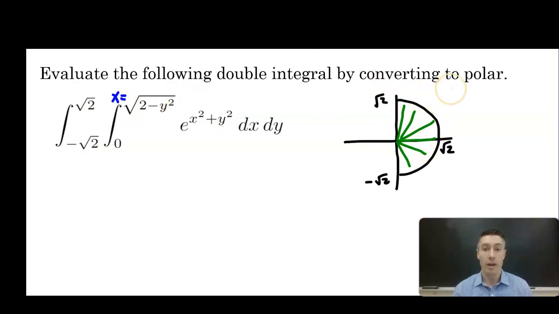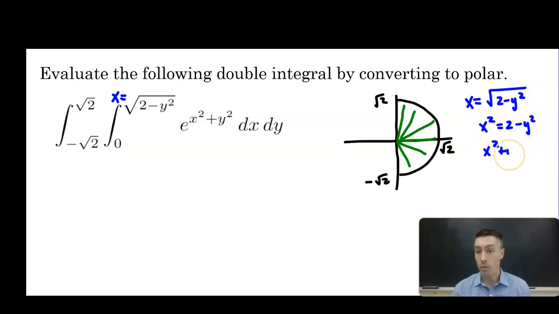Just to show you a little bit of algebraic manipulation to help, right? If you didn't see that this was the semicircle right away, we could have squared both sides, so x squared equals 2 minus y squared. X squared plus y squared equals 2. So we would have at least gotten to the place of realizing this is the circle of radius rad 2. And then because it started as x equals the positive square root, that would have indicated that we were dealing with the right side semicircle.